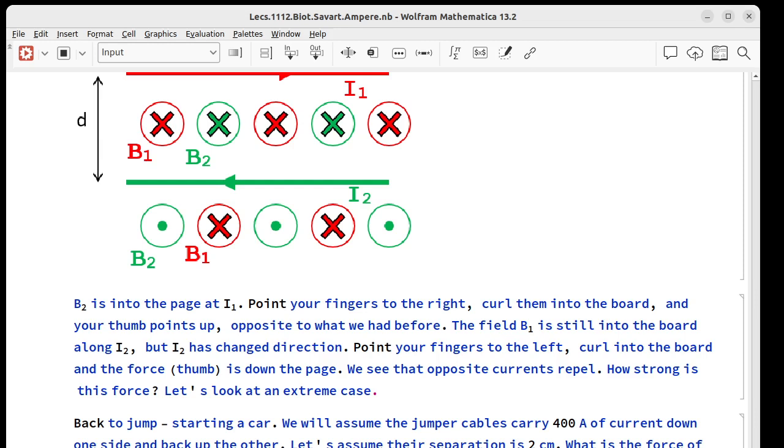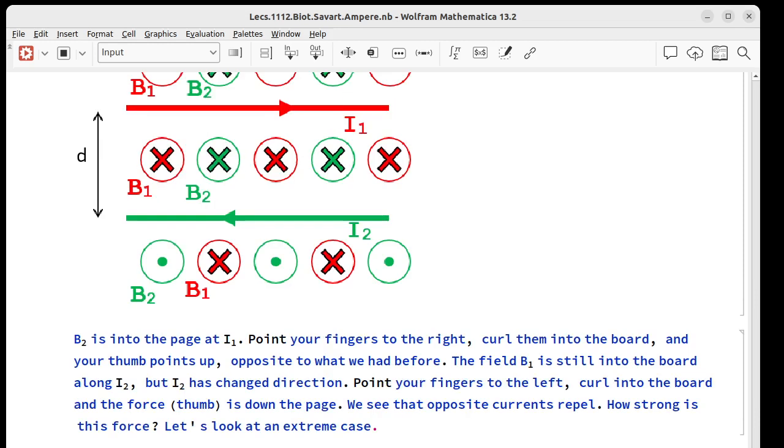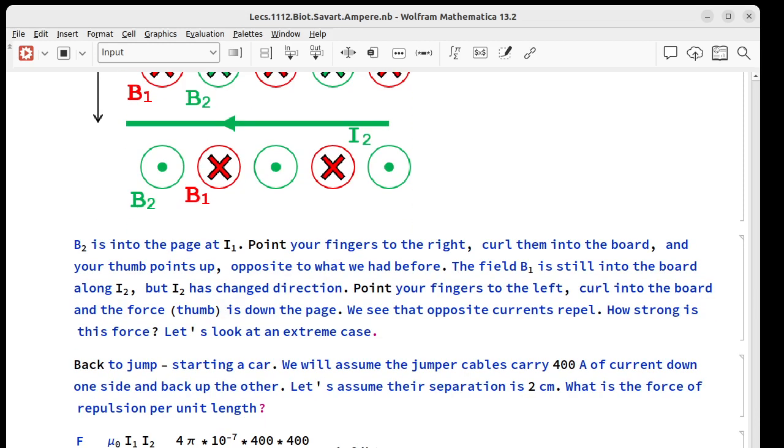How big of a force is this? Well, if our jumper cables are 4-gauge copper wire, they will weigh about 3.7 newtons per meter. So this isn't really a particularly large force, even when we're talking about very big currents, really pretty close together.